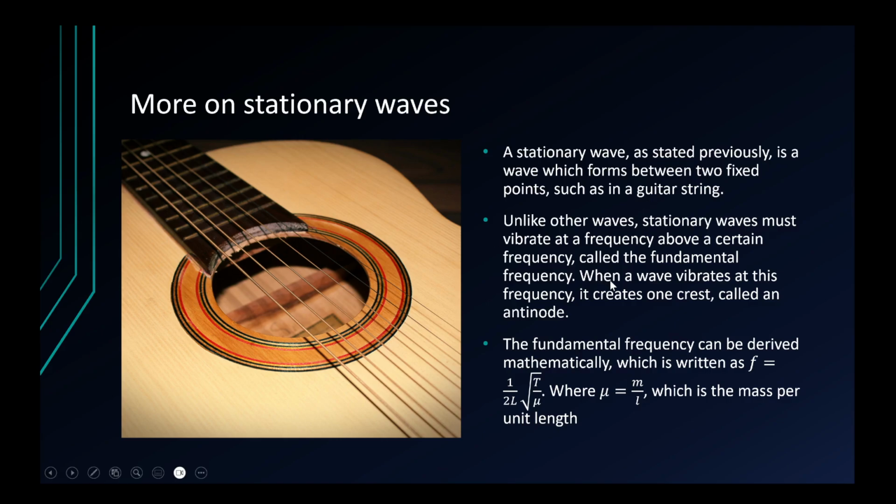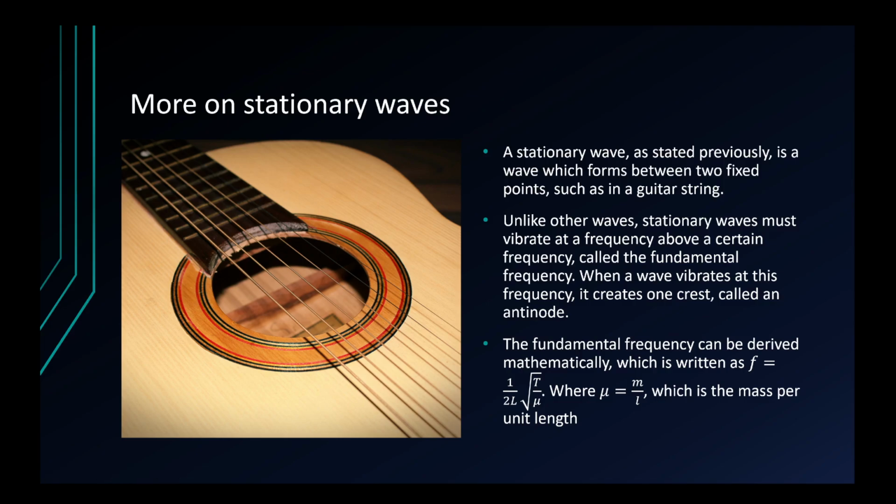Now, stationary waves have to vibrate at a certain frequency. It can't actually vibrate lower than a specific frequency, which is known as the fundamental frequency. And when that occurs, one crest and one trough is formed. The crest is known as an antinode, and the points of equilibrium for the fundamental frequency are called nodes. They're not given anything else called that. So you have nodes and antinodes. Antinodes are the crests, and nodes are the equilibrium points.